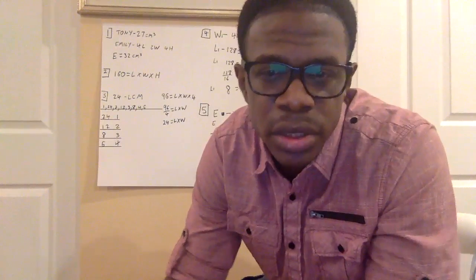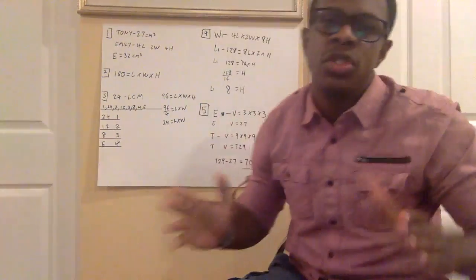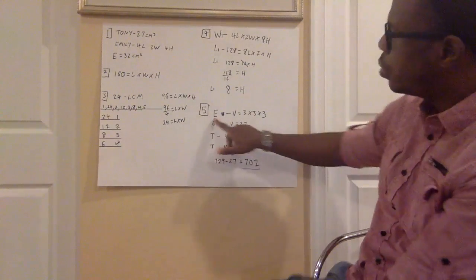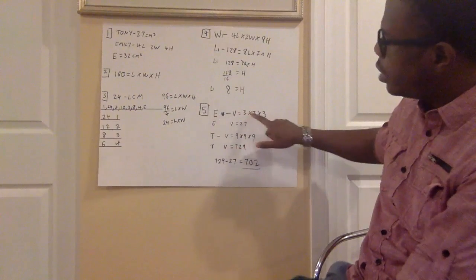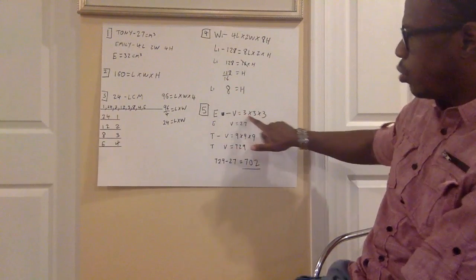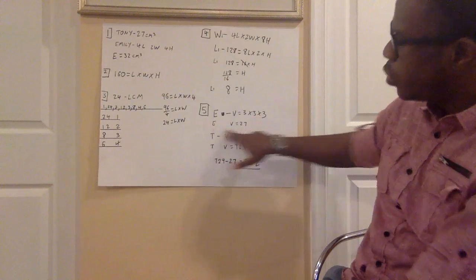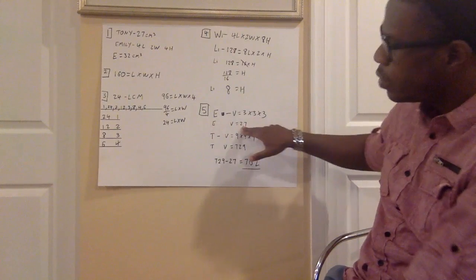Tim has a cube-shaped box with edges that are 3 times as long as the edges of Emily's cube. How much larger is the volume of Tim's box than Emily's cube? So again, edges just means that the length, the width, and the height are the same, which is 3. So Emily's is going to be 3 times 3 times 3. 3 times 3 is 9. 9 times 3 is 27. So we know the volume for Emily is 27.